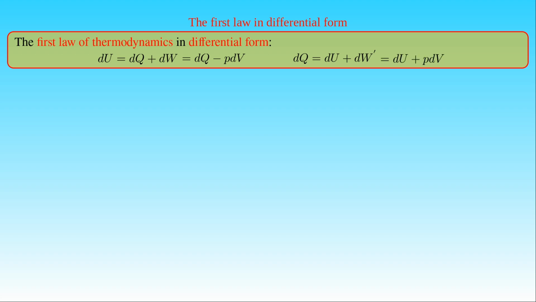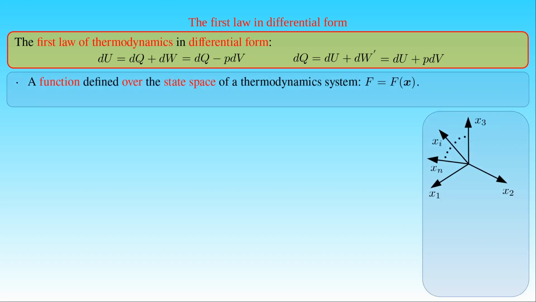In order to study an infinitesimal amount of internal energy of a thermodynamic system, that is the differential of U as a function of the state vector of the system, we consider a general case. Let F be a function defined over the n-dimensional state space of a thermodynamic system, that is let F be a state function.